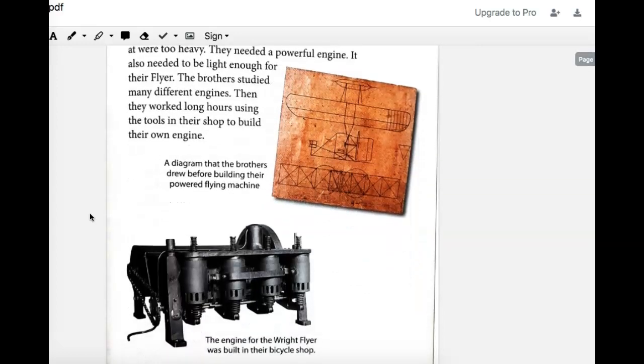So what did they build in their own shop? They built their own engine. So here we have the engine for Wright Flyer that was built in their bicycle shop. And here we have a diagram, so the picture that the brothers drew before building their powered flying machine.